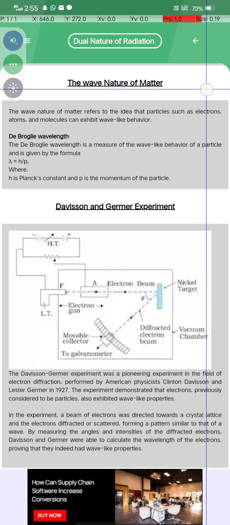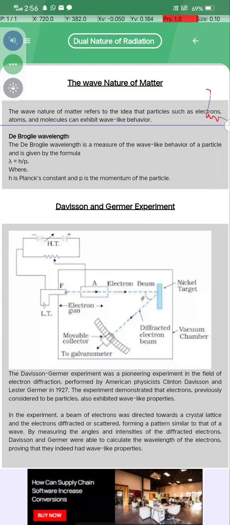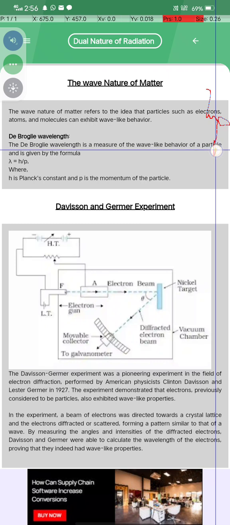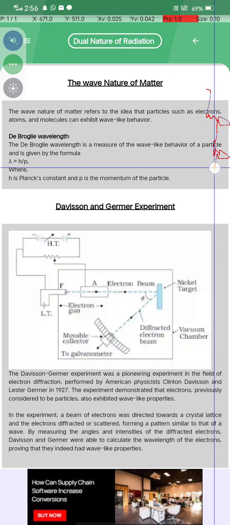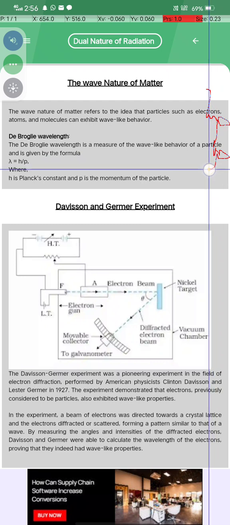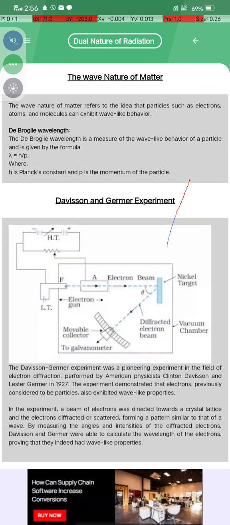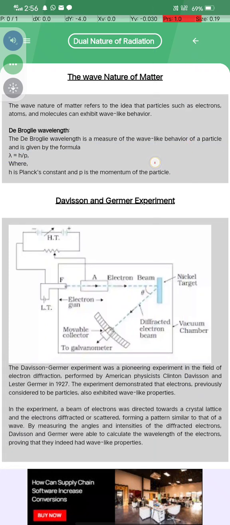The wave nature of matter. The wave nature of matter refers to the idea that particles such as electrons, atoms and molecules exhibit wave-like behavior. De Broglie wavelength: the de Broglie wavelength is a measure of the wave-like behavior of particles and is given by the formula lambda is equal to h by p. Okay, this is the formula he gave, so keep it in mind. Here h is Planck's constant, lambda is the wavelength, and p is the momentum, nothing else.